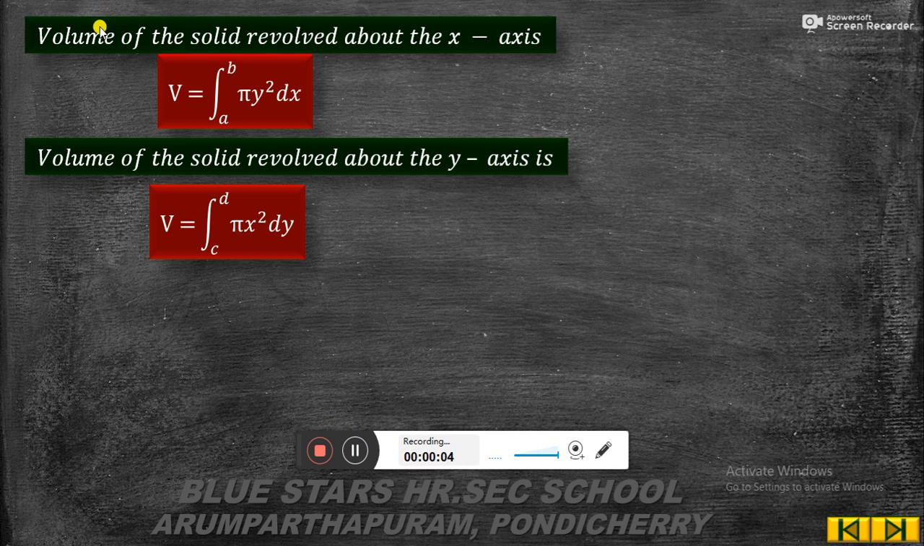So now we discuss the volume of the solid revolved about the x-axis: volume equals integral a to b pi y square dx. Volume of the solid revolved about the y-axis is volume equals integral c to d pi x square dy. This is the volume about the y-axis, and this is the volume about the x-axis.